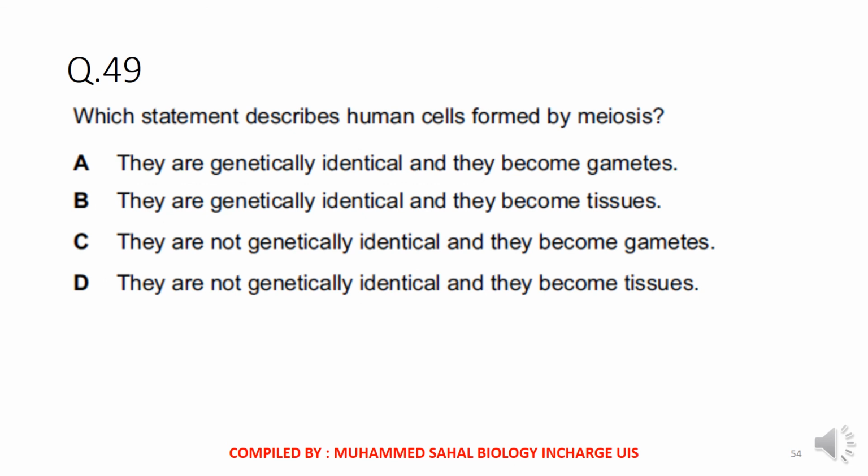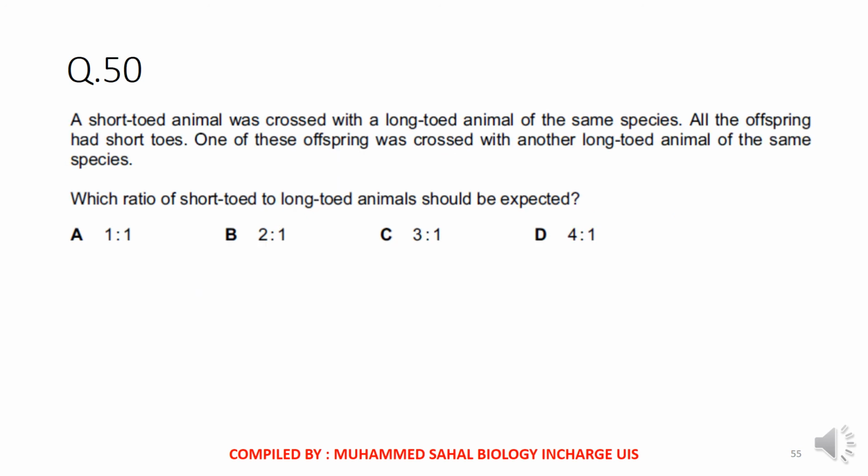Question number 49. Which statement describes human cells formed by meiosis? The answer is C. A short-toed animal was crossed with a long-toed animal of the same species. All the offspring had short toes. One of these offspring was crossed with another long-toed animal of the same species. What's the ratio of short-toed to long-toed animals that should be expected? The answer is A, and in the next slide I'm going to show the answers from question number 41 to question number 50.